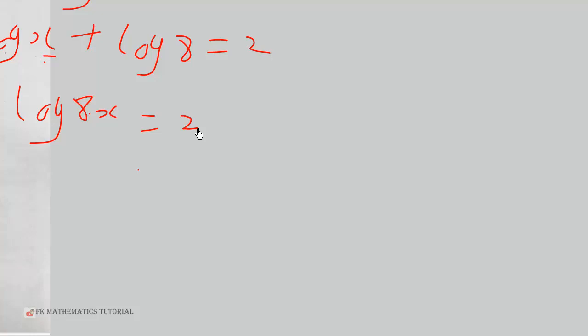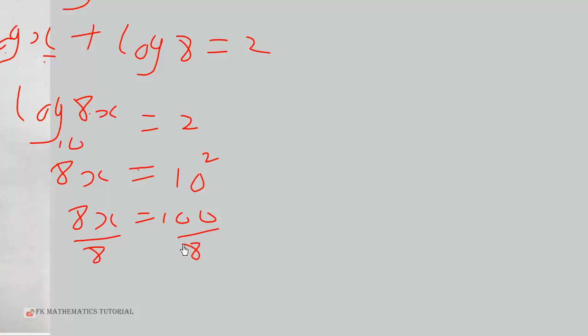So we rewrite as an exponential equation, 10 exponent 2. So 8x is equal to 100. Because the base here is 10, that is why it is 10 exponent 2. So divide also by 8 by 8. So x will be equal to, 4 here, 4 here, 25 over 2. X is equal to 25 over 2, which is A.